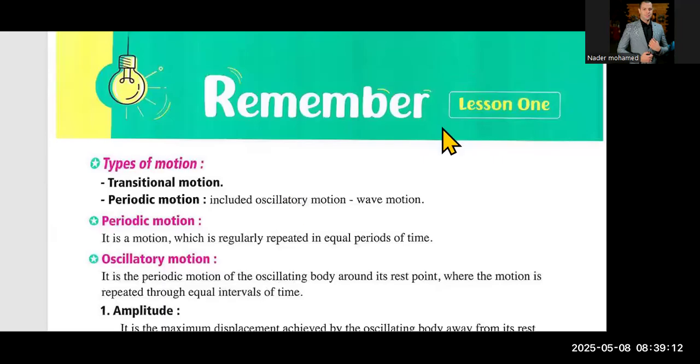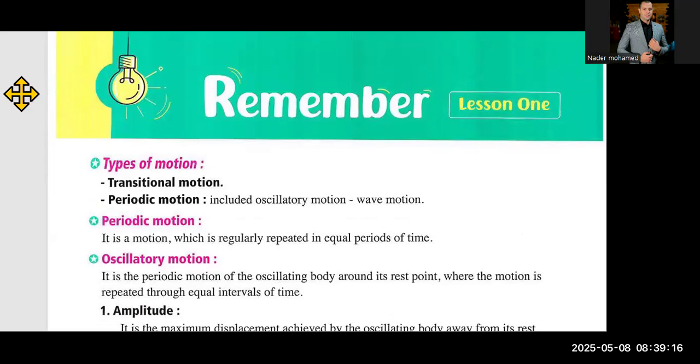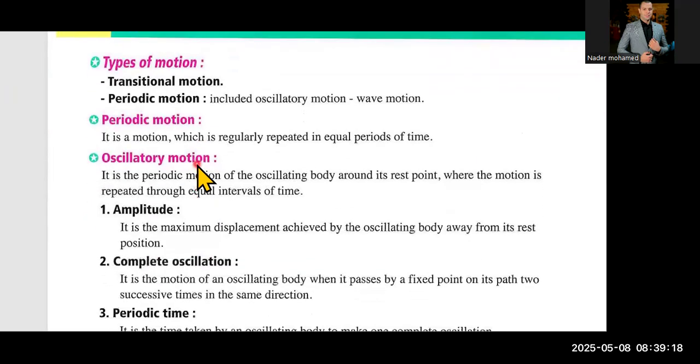Today we will make a revision for all the curriculum. Number one, we will start with Unit 1, Lesson 1. We have two types of motion. Number one, which we have studied before, is called transitional motion, and number two is called periodic motion.